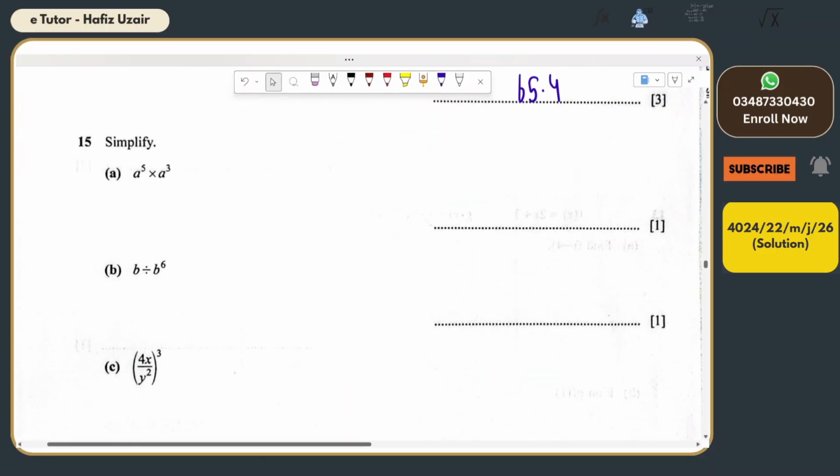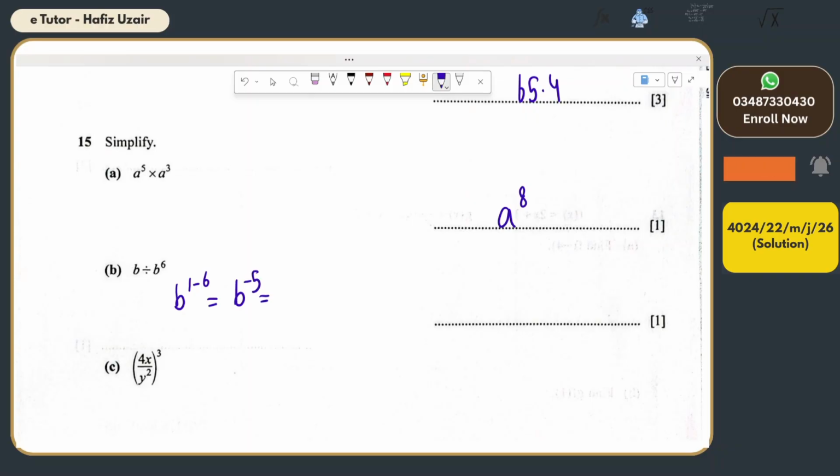Let's do the 15 part. Just multiply, because the bases are the same, just add the powers. So 5 plus 3 will be 8. Then just subtract the power, 1 minus 6. So this will be b power minus 5. Take the reciprocal to convert the negative power into a positive power. So that will be 1 over b power 5.